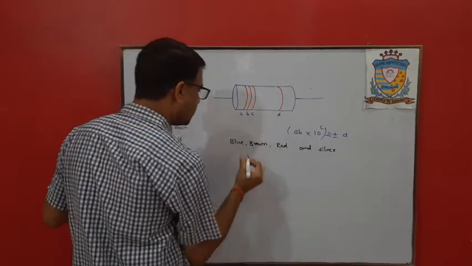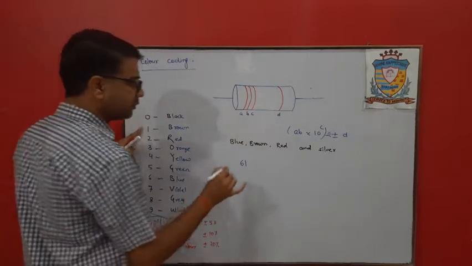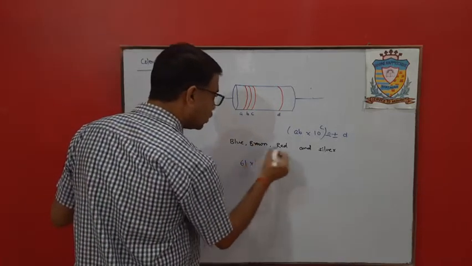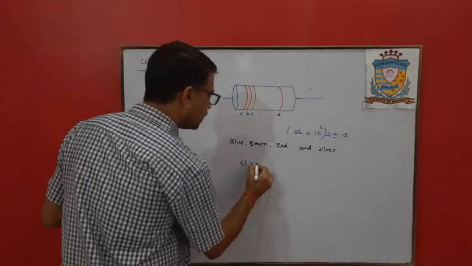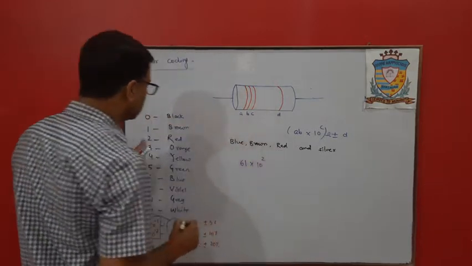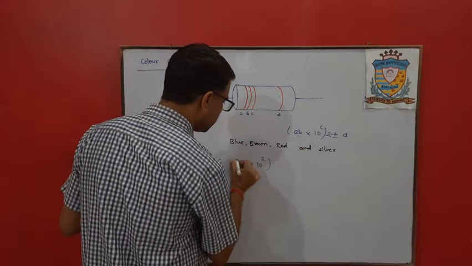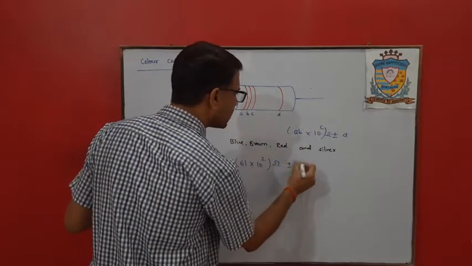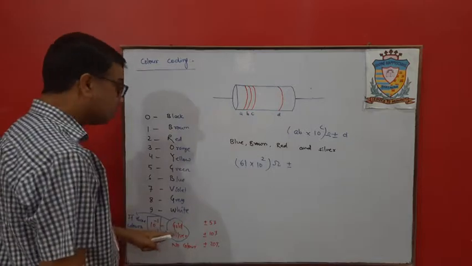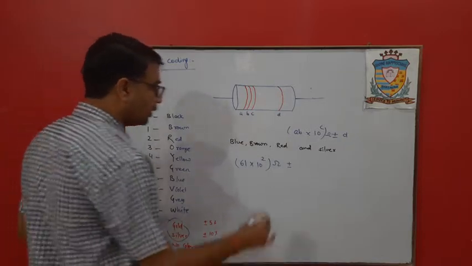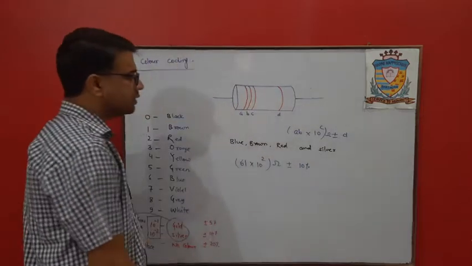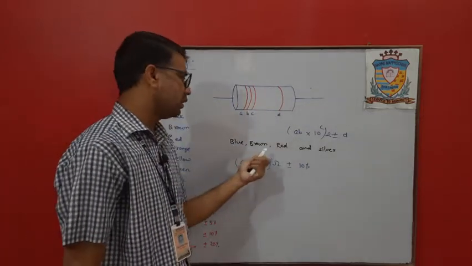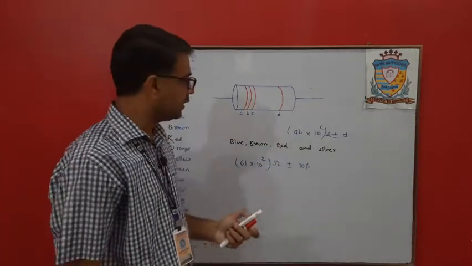So we put it over here. That is 61 into 10 to the power C. In the third place, what we have is red. So 10 to the power 2, and plus minus D. D is silver. For silver we have plus minus 10%. So this is the value for this color combination. Clear?